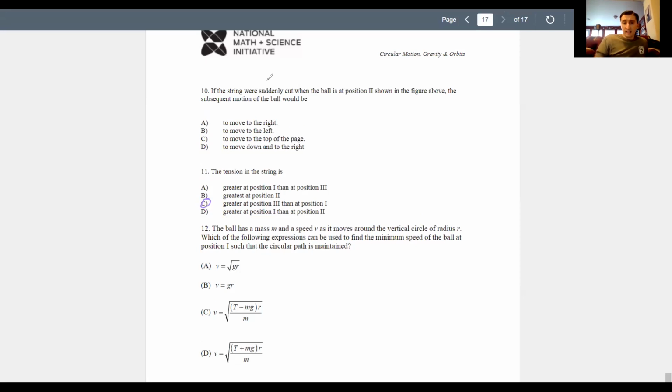The ball has a mass m and a speed v as it moves about the circle and a radius r. Which of the following expressions can be used to find the minimum speed of the ball at position 1? So what we need to do here is draw a free body diagram. So if we're at position 1, I know the tension and weight is going down.